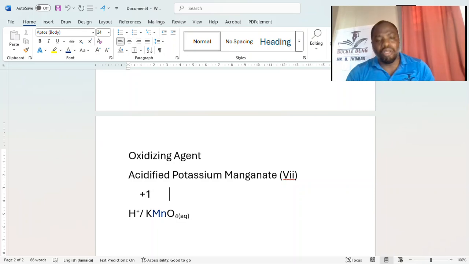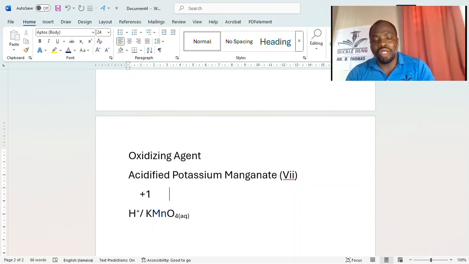And we also know that this compound is a neutral compound. We're not seeing any charge. Don't look at the acid that we mix it with. We're not seeing any charge on that potassium manganate.